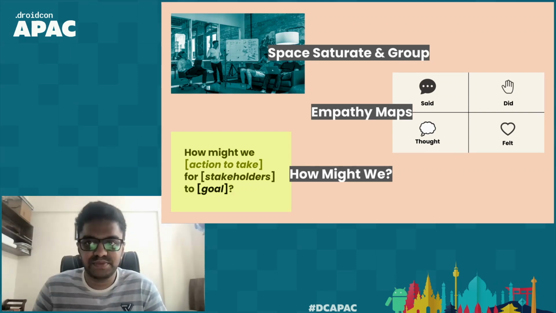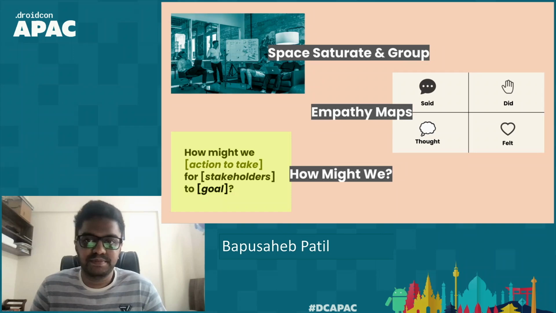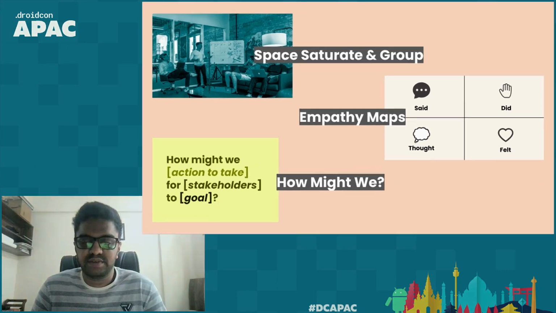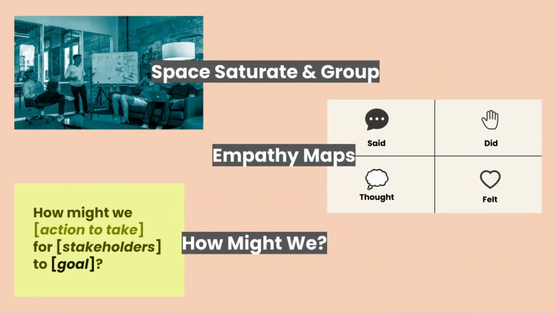And these four aspects will help you define the problem better, because all of these four things are different actions: what they said, what they did, what they thought, and what they felt. All of these four aspects are very crucial to being able to define the problem better for your users.